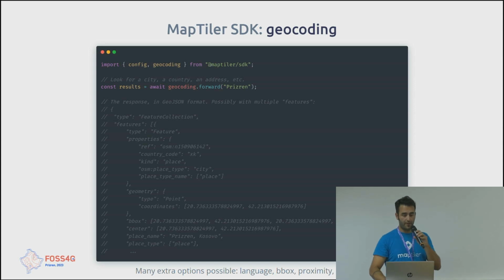So, there are a lot of options to this function. You may want to change the language, for example, or to have a proximity, if you want to have a priority on the results based on proximity of a given point, or a bounding box, or this kind of thing.